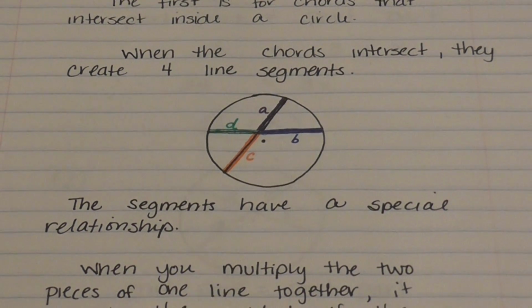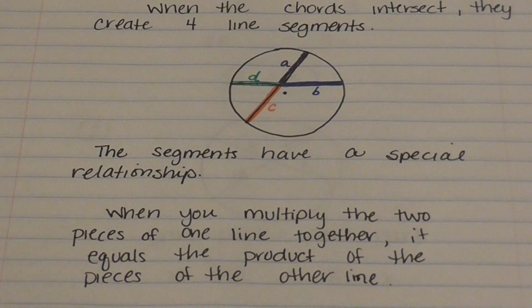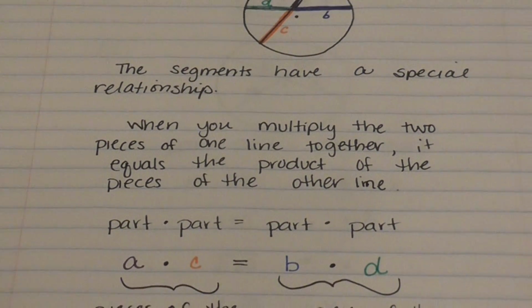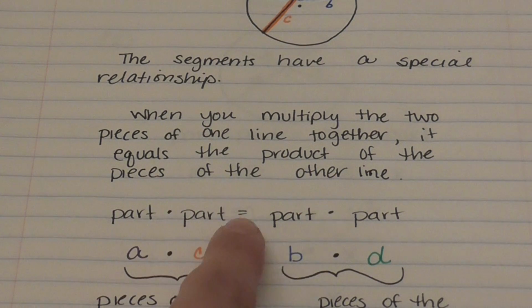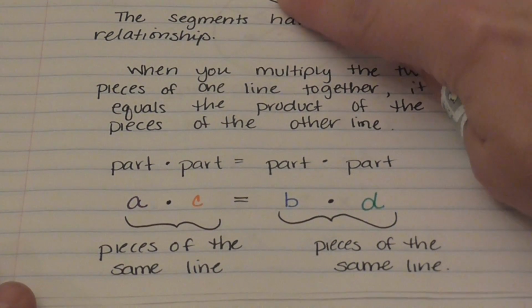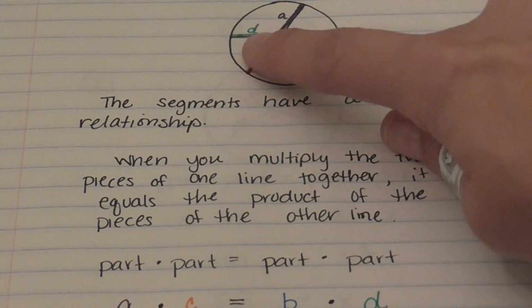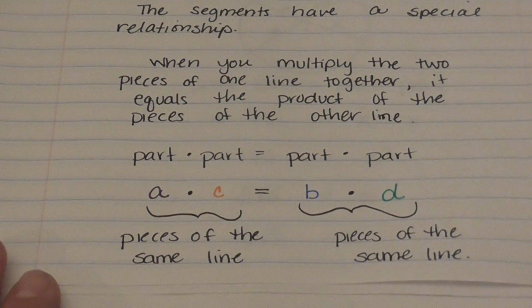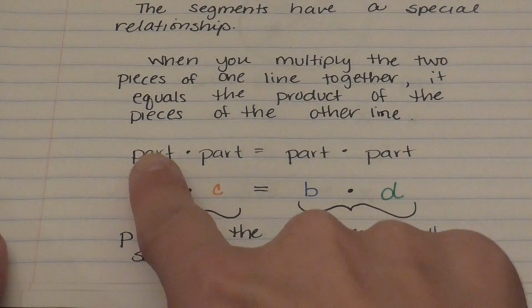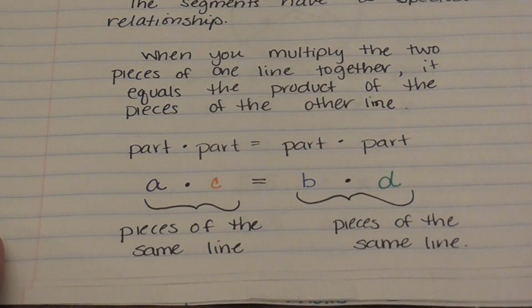All right, the segments have a special relationship. When you multiply the 2 pieces of one line together, it equals what you would get when you multiply the pieces of the other line together. So the formula is just part times part equals part times part. So it's A times C, if you go back up here, A times C equals B times D. These are pieces of the same line. So when we're saying part times part, we're saying parts of the same line equals parts of the other same line multiplied together as well.